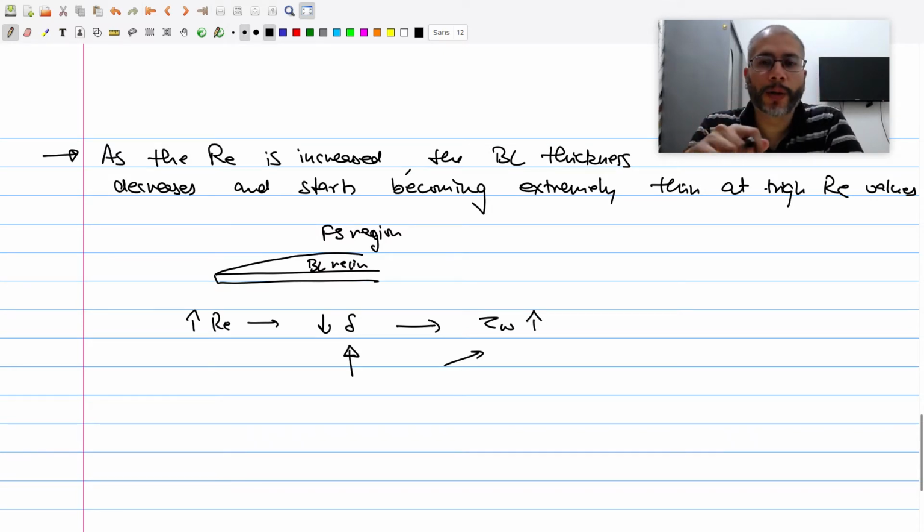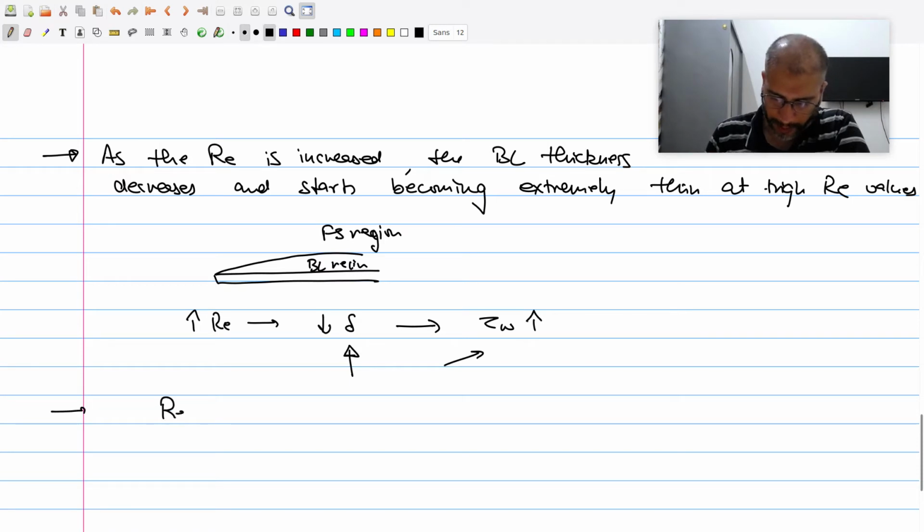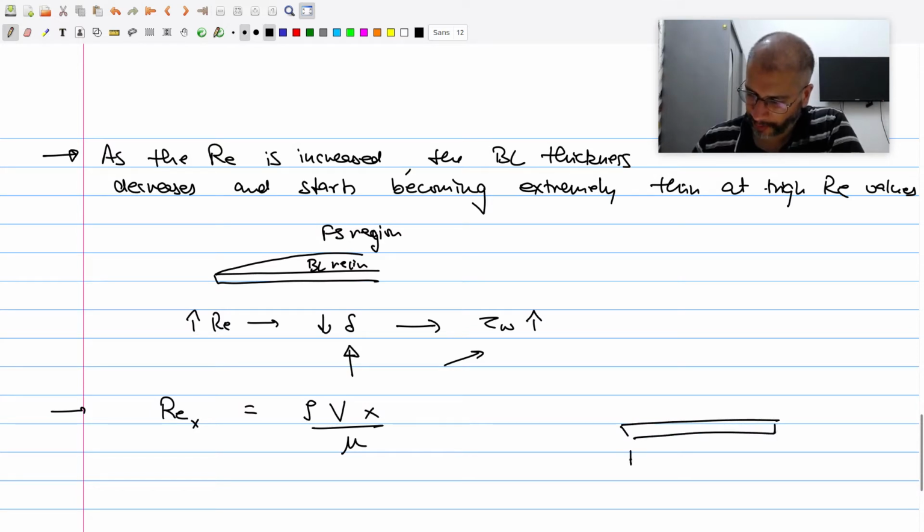Wait, but I haven't told you how you define the Reynolds number. If you remember, the Reynolds number was defined as rho times some velocity times some length divided by mu. In this case, we define the Reynolds number based on the length x, some distance from the edge of the plate. So if this is some x, then the Reynolds number for this particular x will be Rex. The Reynolds number depends on the distance from the left edge of the plate, and the velocity we use for defining it is the free stream velocity u.